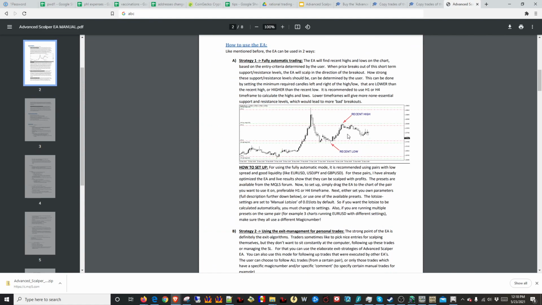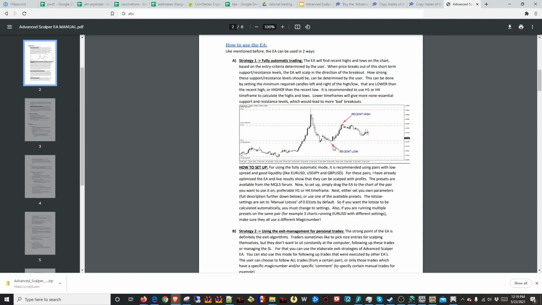So if we look at the manual here, basically you can set it so that it will enter based on previous highs and lows, and then you can specify how many candles you want to be to the left of that previous high or low that are lower in the case of a high or higher in the case of a low. So in other words, you want to make sure it's a legitimate high or low.